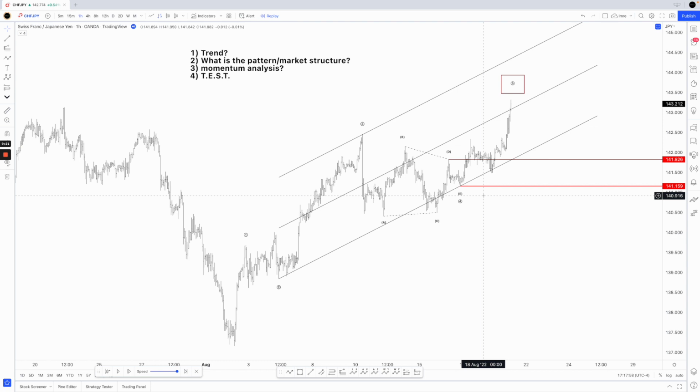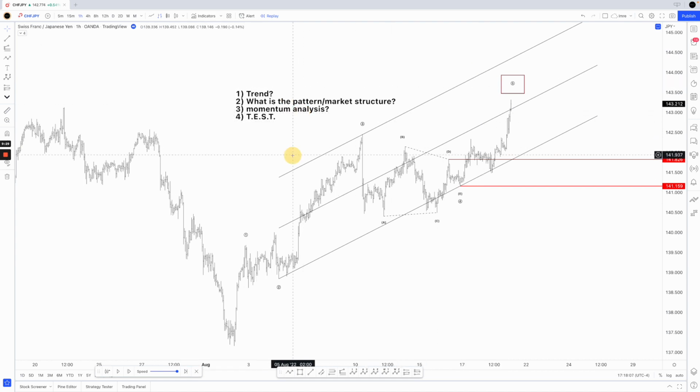So I hope this helped you show how we take a wave count and turn it into an actionable trading opportunity by following this pre-flight checklist. So what was the trend? What was the pattern? Let's take a look at momentum, and then let's figure out our time frame, entry, stop, and target. Thanks, guys. Hope this was helpful.